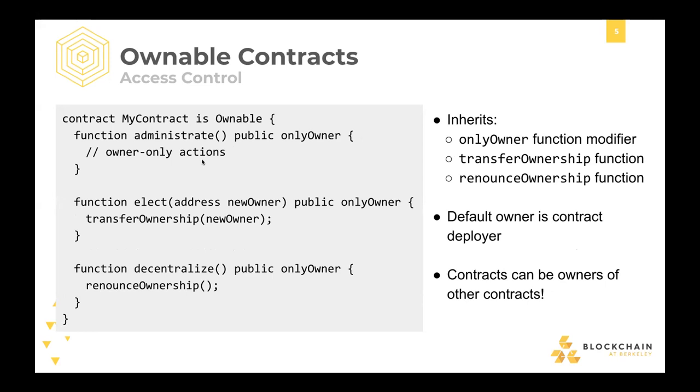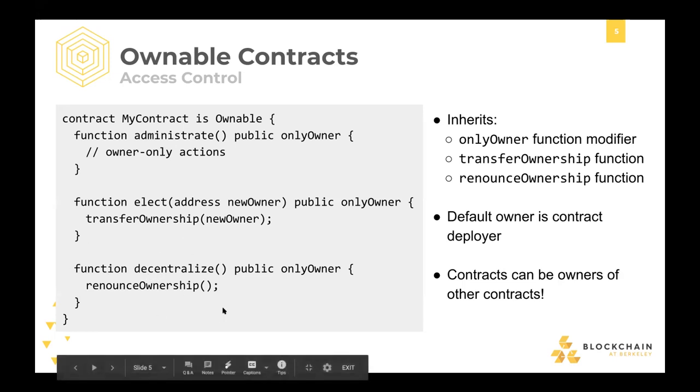Omitted here, because you don't need to say it, is that the owner is set by default when the contract is deployed as the contract's deployer. So that's the first person that would be able to call this administrative function. And then if they want to allow another address to call that function, they would have to transfer ownership with this elect thing right here. And if they want to renounce ownership and let go of all those functions that use only owner, maybe you have it looking like this.